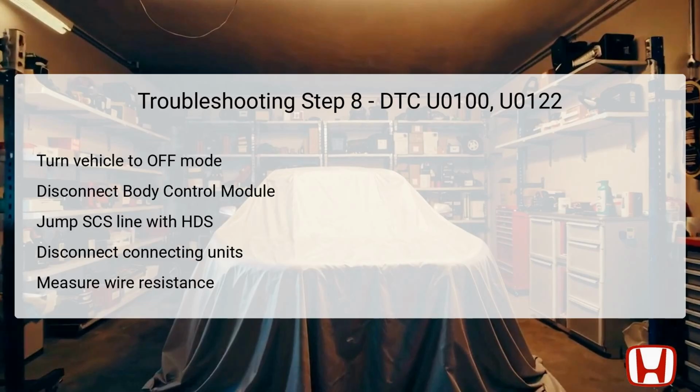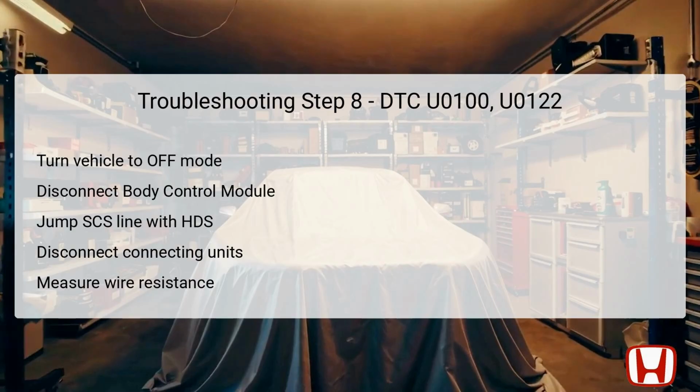The final step requires you to turn the vehicle off, then disconnect the body control module connector. Next, jump the SCS line with the HDS, as performed in previous tests. This action helps prepare the system for a comprehensive check of communication lines. Disconnect the relevant control unit connectors, as indicated by the DTC displayed earlier. Measure the resistance in both the FCAN H and FCAN L wires.